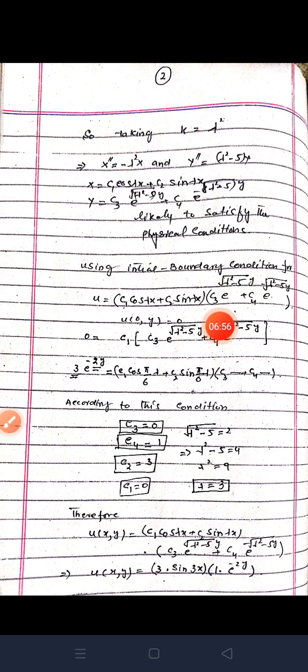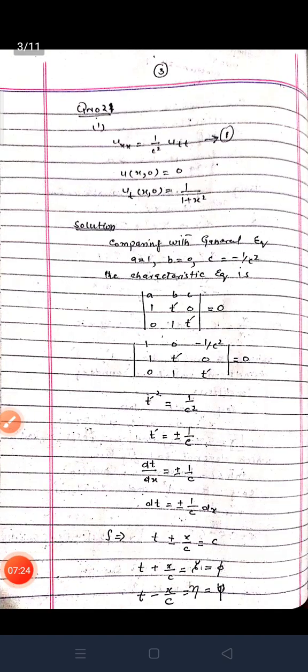the e power lambda square minus 5 into y, but here e power minus 2, so 2, we are taking lambda square minus 5 is equal to 2. Applying square on both sides, lambda square is equal to 9, so lambda is equal to 3. Therefore we are taking lambda is equal to 3. These 5 values put in this equation will satisfy our PDE and also satisfy our IVPs and boundary value problems.